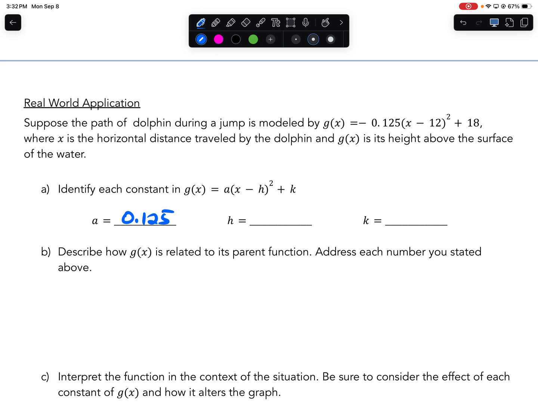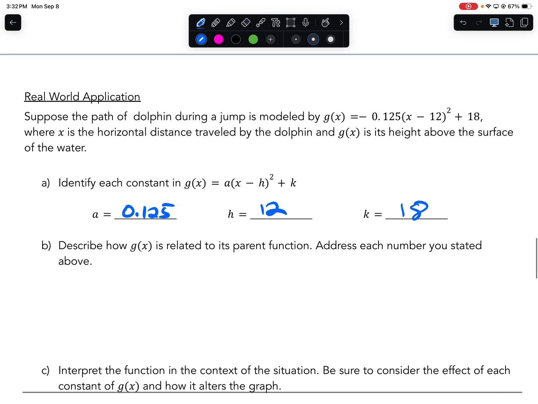The negative is what turns it upside down, right? So the parabola is like a dolphin would jump out of the water, right? So a couple things. What's h in this equation? So we're looking at the equation here. It's 12. And the k is 18. That's where I call BS on this problem. Like I don't think a dolphin jumps 18 feet in the air, right? Unless it's trained at SeaWorld.